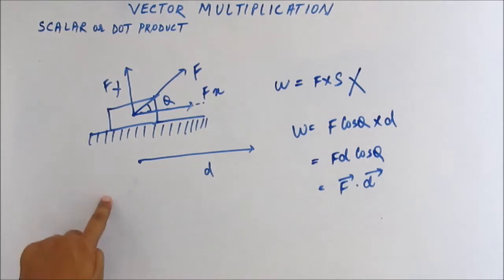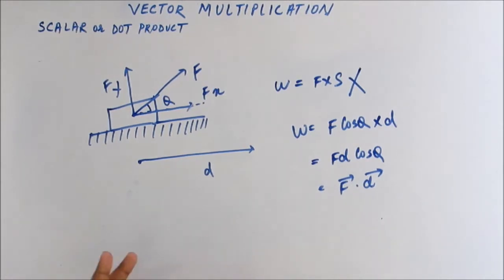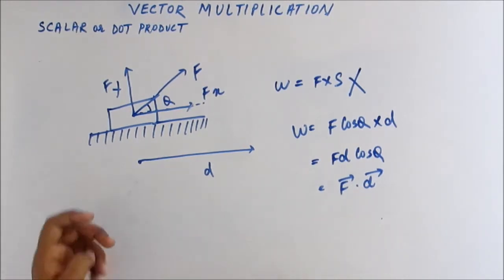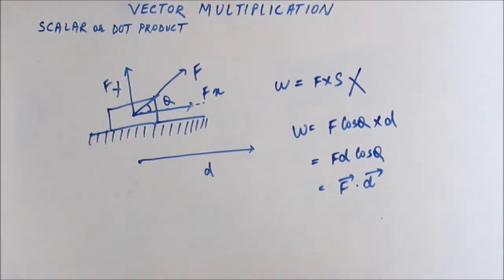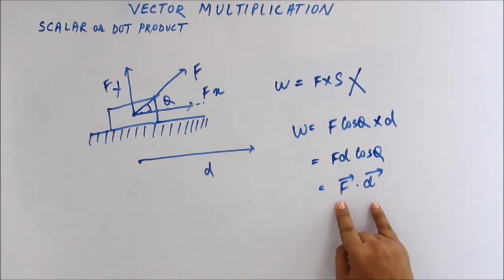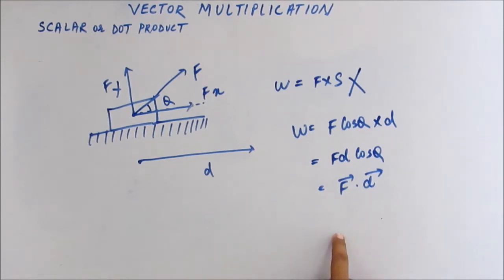So this is another example where simple arithmetic multiplication of two quantities will not give the required quantity. Work is not simply force into displacement. Work is the dot product of force and displacement. So more of a discussion we'll have in the chapter of work, but for now I just wanted to show you the requirement of defining such a quantity.